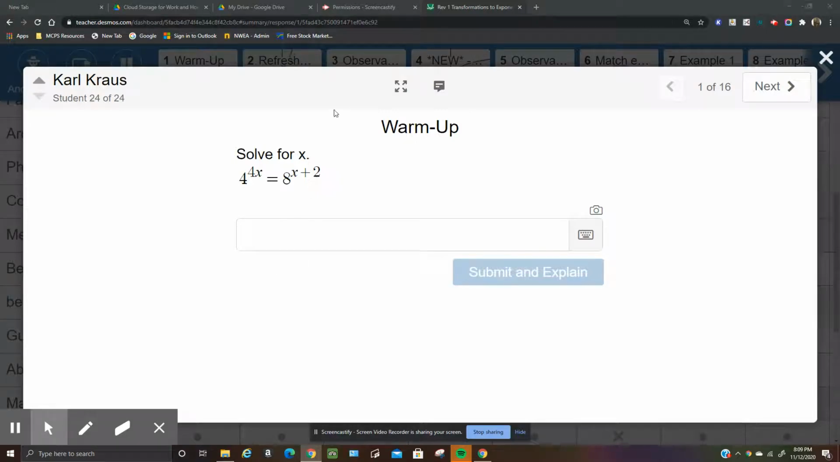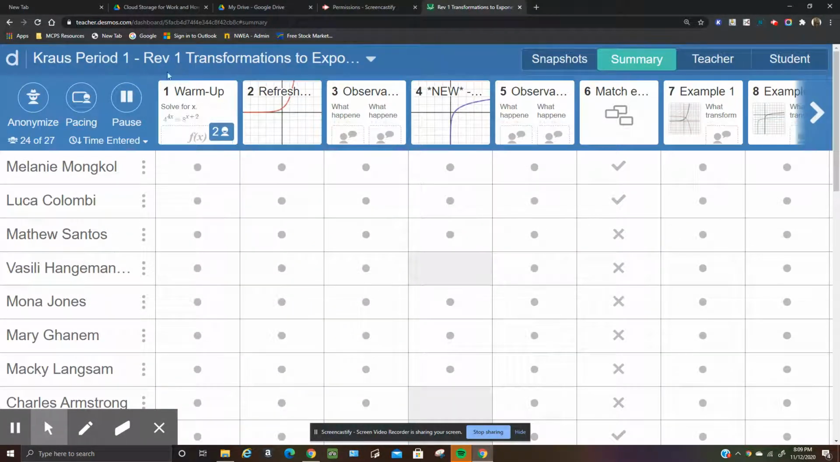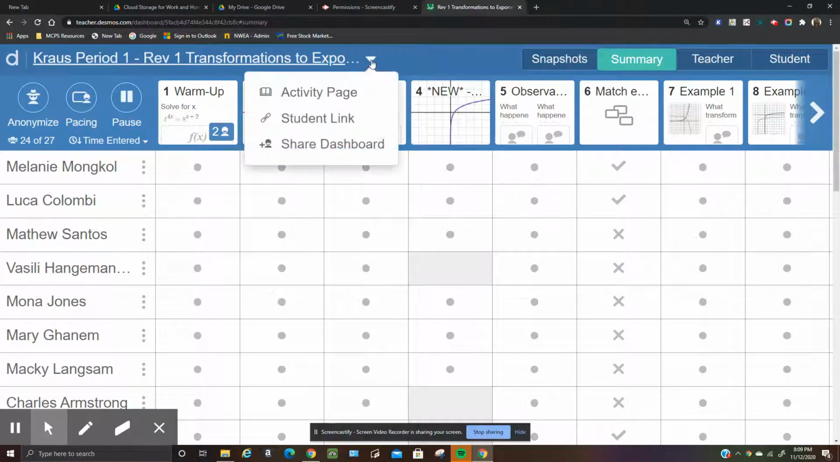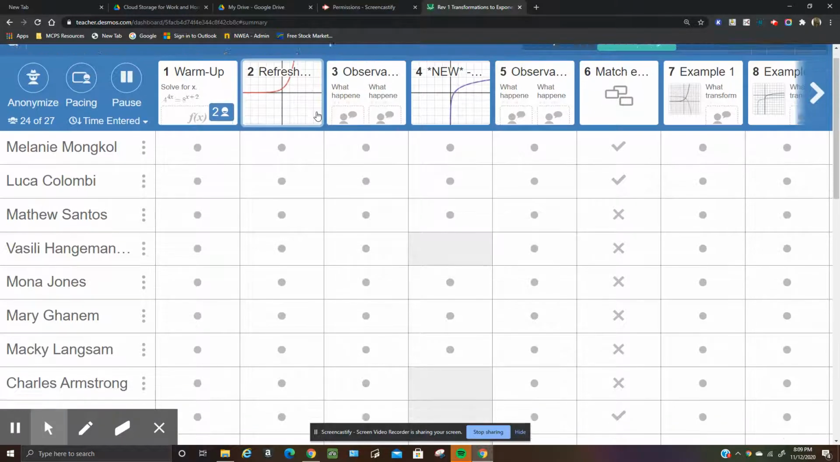All right, this is the Desmos on the transformation to exponents to exponential and logarithmic graphs.